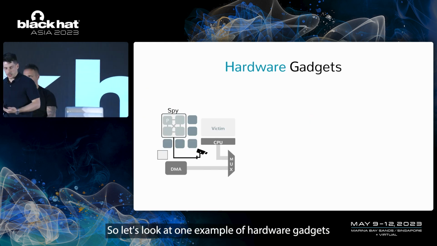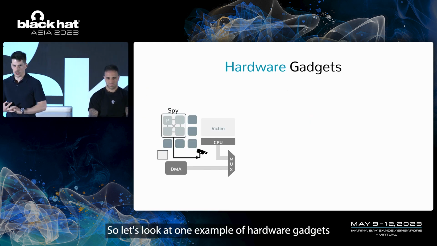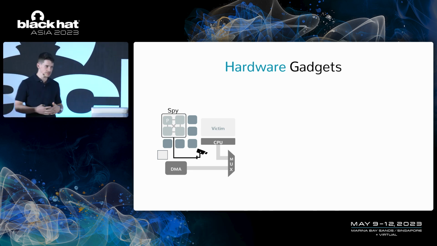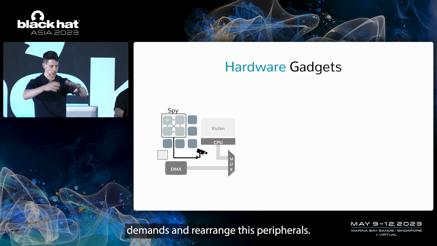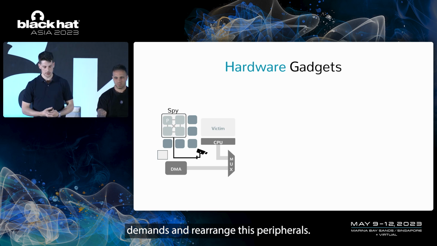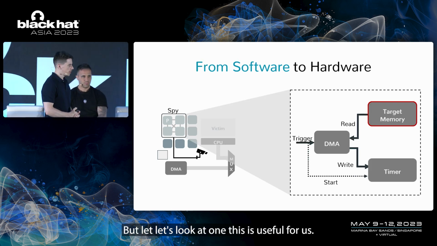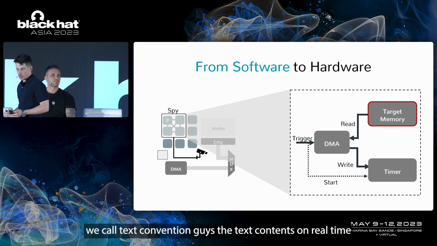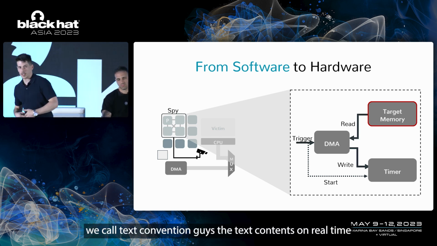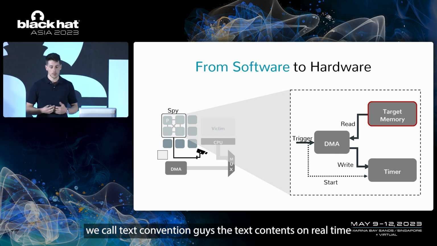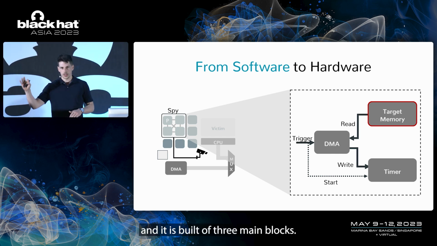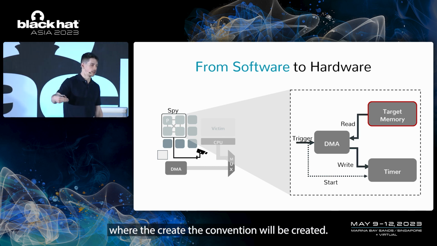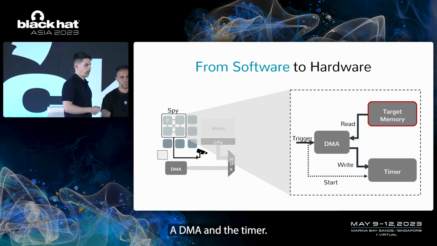So let's look at one example of hardware gadgets. Hardware gadgets can take several flavors, as much as you have creativity to mount and rearrange these peripherals. But let's look at one that's useful for us. We call this a detect contention gadget, detecting contention in real time. It's built of three main blocks: the target memory, where the contention will be created, a DMA, and a timer.